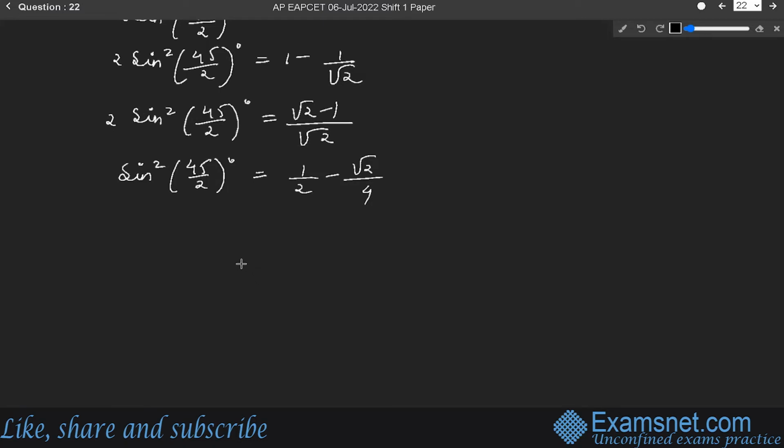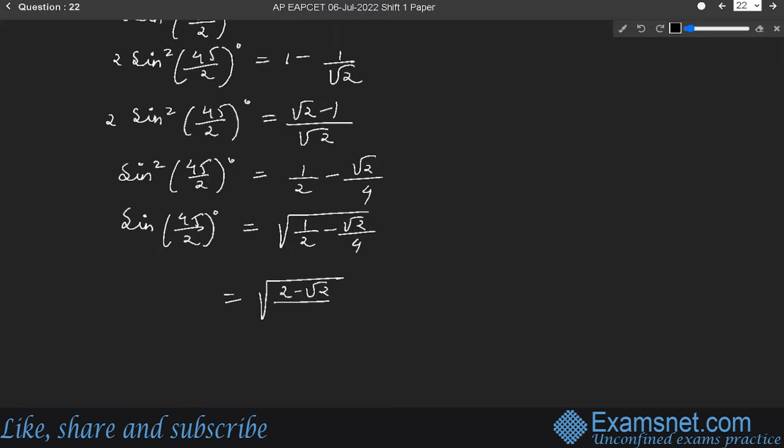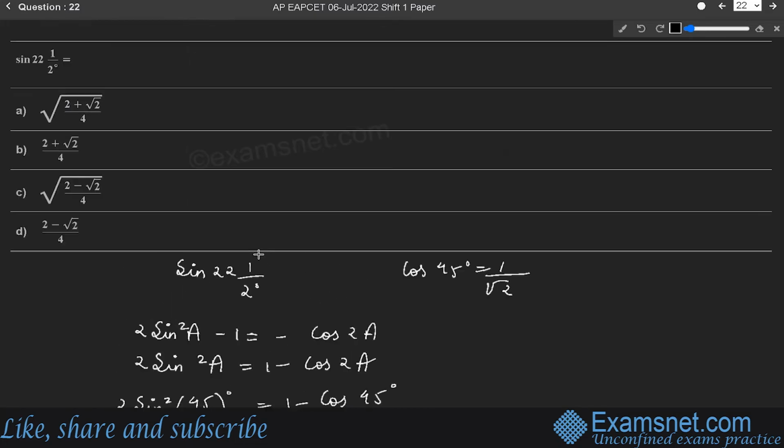So sine of 45 by 2 degree will be equal to under root of 1 by 2 minus root 2 by 4, which is equal to under root of 2 minus root 2 upon 4. Therefore, we can say that the value for sine 22 and 1 by 2 degree is under root of 2 minus root 2 upon 4. So we can say that the correct option here is option number C, which is under root of 2 minus root 2 upon 4.